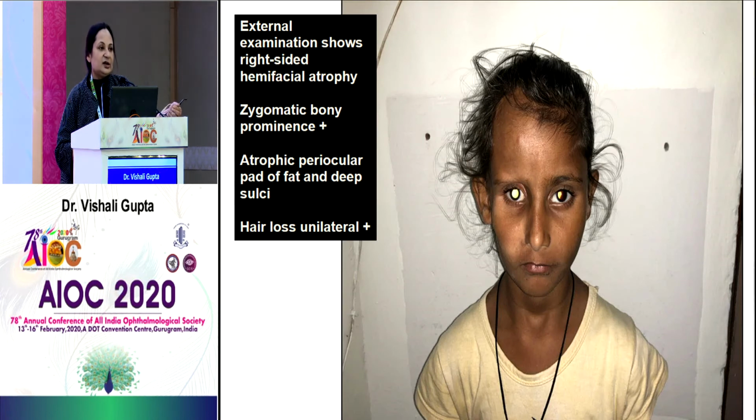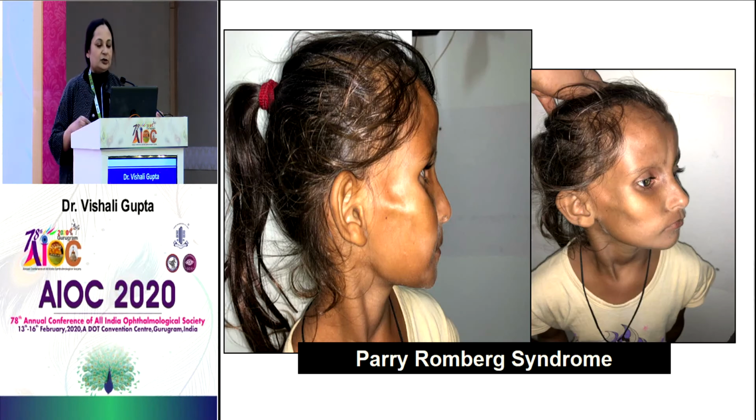You do the general physical examination, and the child is very different looking, and we have the permission of her parents to show the pictures. So on external examination, there is a right-sided hemifacial atrophy. And there is also zygomatic bony prominence that I will show you, and there is atrophic periocular fat. Now you see, this is what I mean by zygomatic prominence. And the father quickly takes out the previous picture and says, both things have been going together, the problem in the eye and the progressive atrophy.